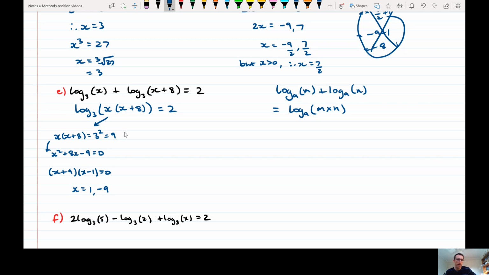But then again, I have to check here. Remember, inside a logarithm must be positive. So you know x has to be greater than 0. Therefore, x can only be one of those two options.